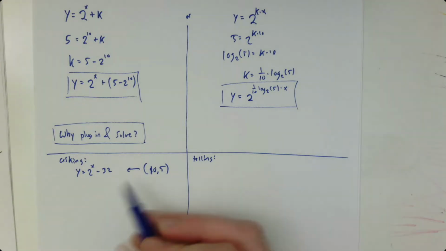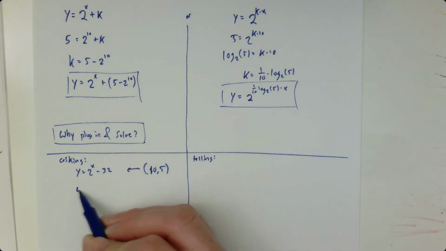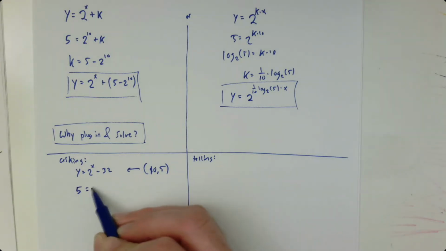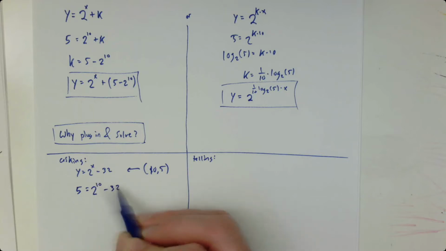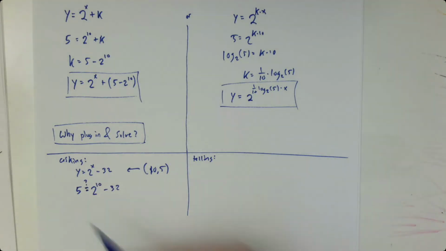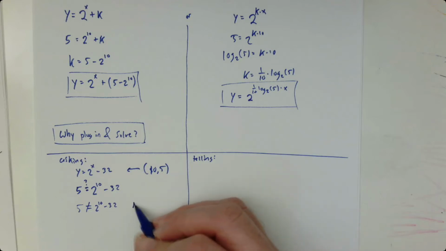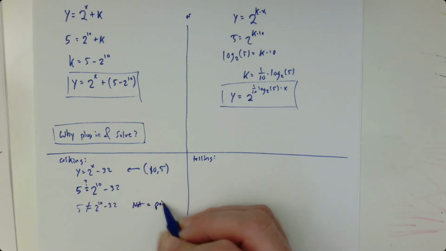So let's go ahead and plug it in, and this one's going to be false, but let's just make it be false. So 2 to the 10 minus 32. I'll put a question mark here because we are asking the question, are these two sides equal? And the answer is clearly no. So we'll say 5 doesn't equal 2 to the 10 minus 32. So not a point on the curve.